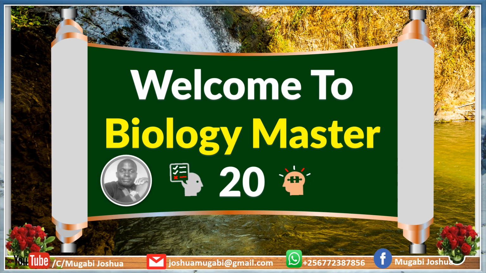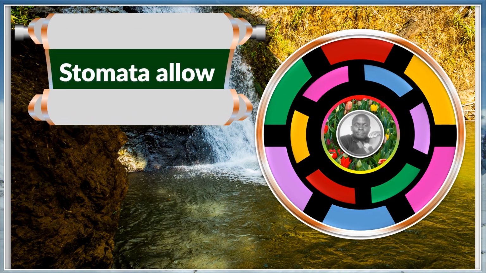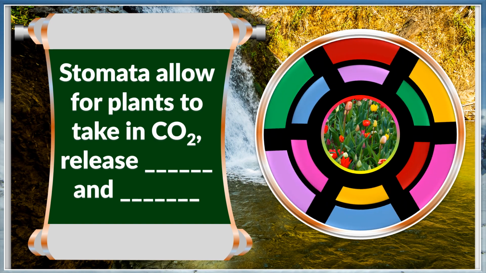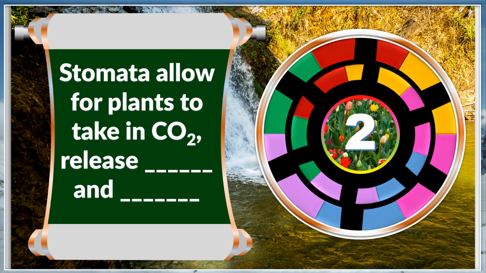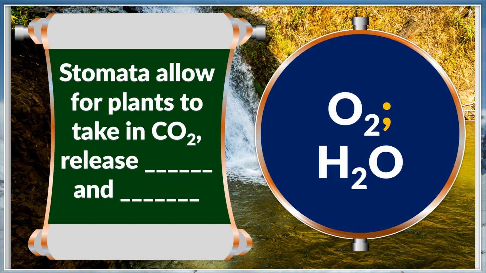Let's go straight away to our quiz. Stomata allow for plants to take in carbon dioxide, release dash and dash. Oxygen and water.